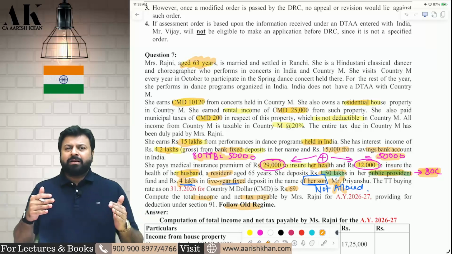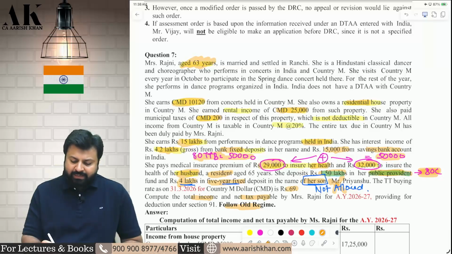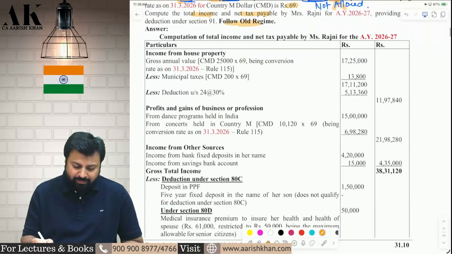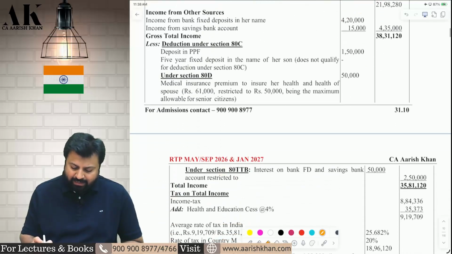After that, it's very simple. Compute tax as per old regime. Find out the average rate in India and then apply that average rate. Compare that average rate with the 20% foreign rate and apply that on doubly taxed income. Very simple. The doubly taxed income will be what? 11,97,000 is doubly taxed. 6,98,000 is doubly taxed. These two incomes are doubly taxed. Apply the Indian average rate.